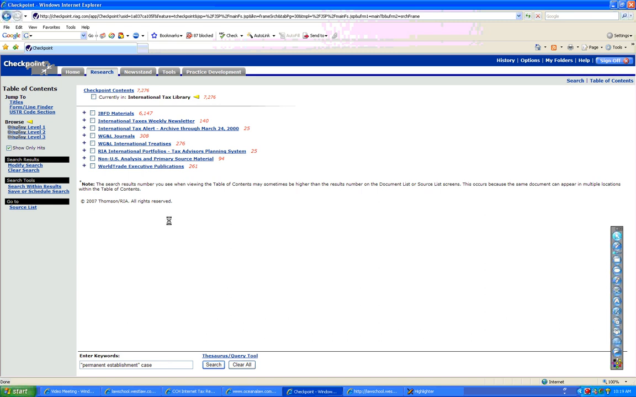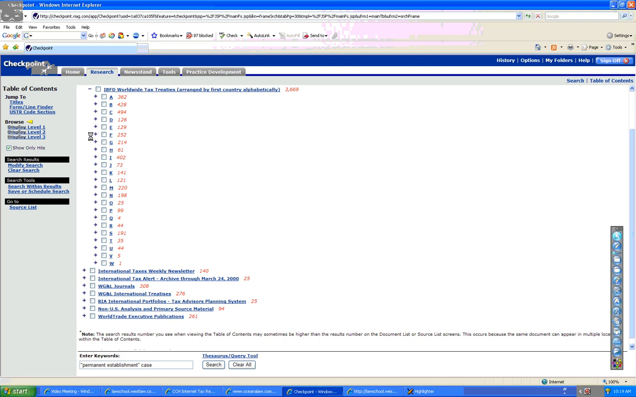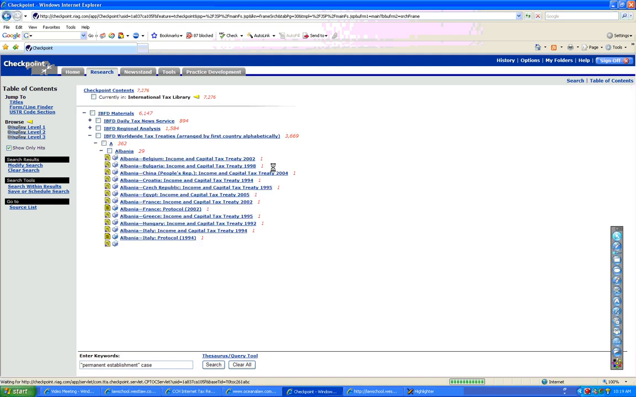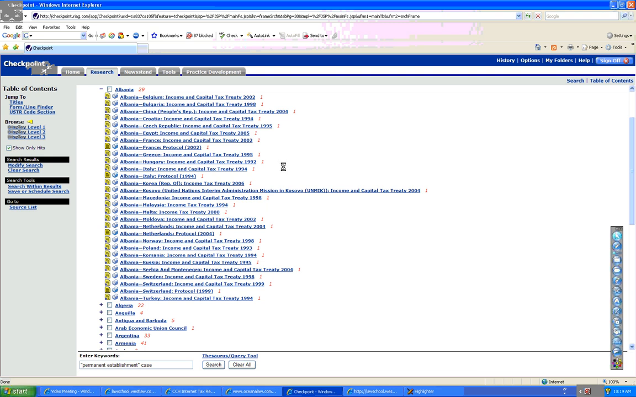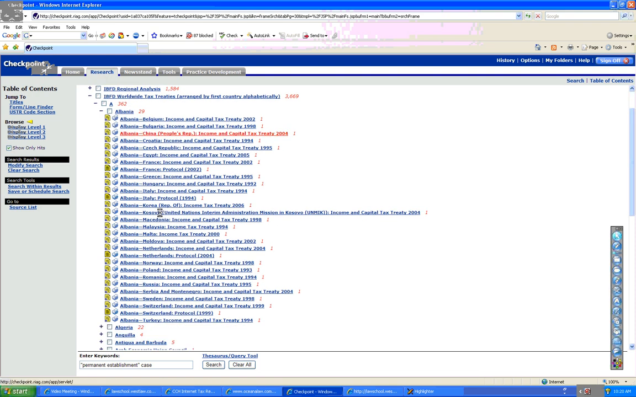Let's just see. I'm going to go look at one place to see if case was a good search term versus the word decision. And I can look at IBFD Worldwide Tax Treaties. You see me clicking on A. I think this is just going to be mentioning the word permanent establishment in the treaties. It is not recognizing the word case. Oh, it is. It is using the word case. The word case is in treaties.